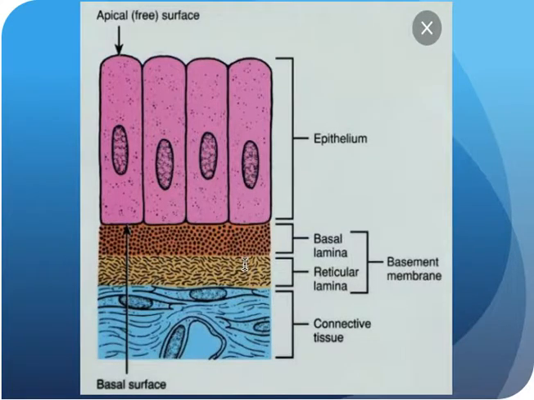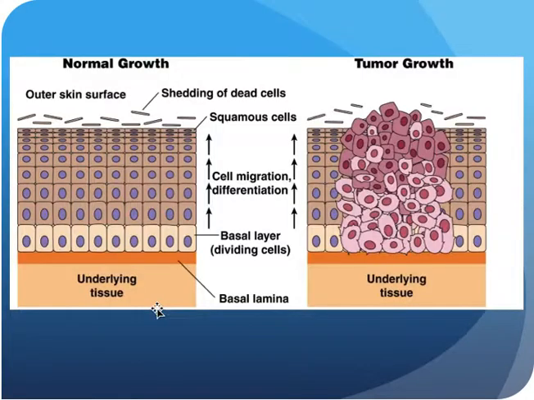Okay, so we come back to this one and we find the epithelium. We find the apical surface, we find the basal surface, we find our basement membrane, which is the basal lamina and the reticular lamina, and then we see this connective tissue underneath, and we can take a look at a tumor growth here, okay?